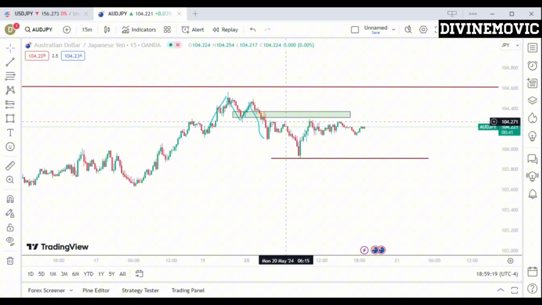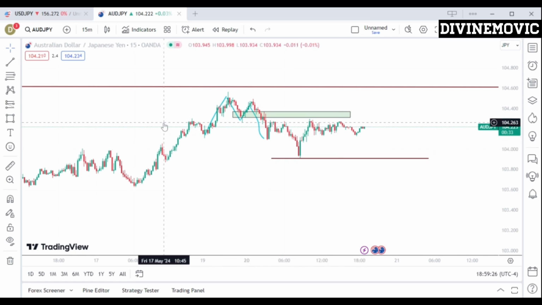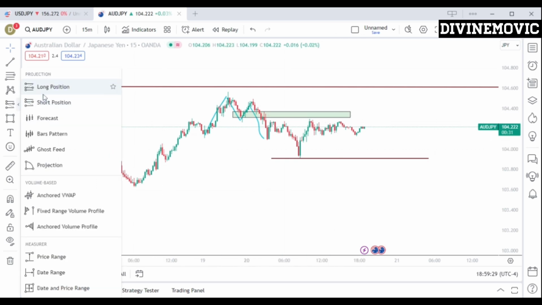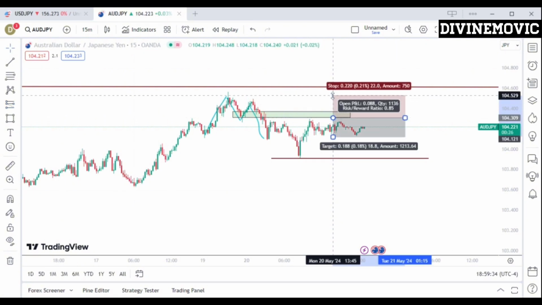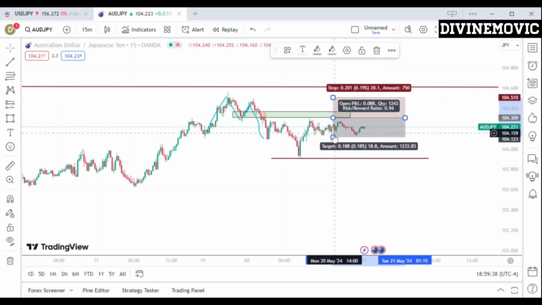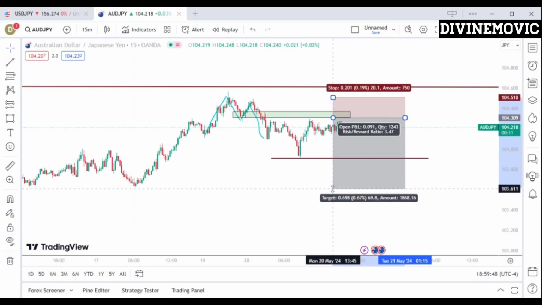If price comes to this zone, you're simply going to look for an entry to sell. And where is going to be our stop loss? Let's say I'm taking this trade now. This is our entry, and the stop loss is just above this swing high here. That's a 20 pip stop loss. And our target is simply going to be this point as our TP1, and then this point as our TP2.